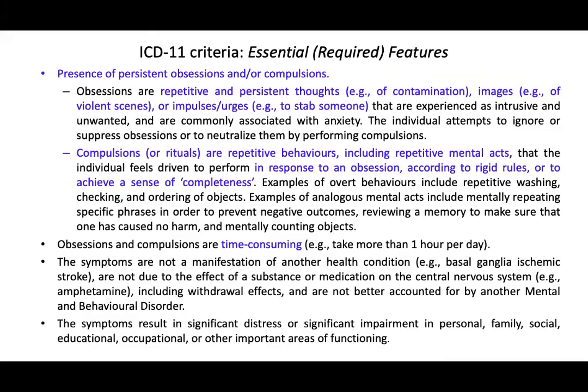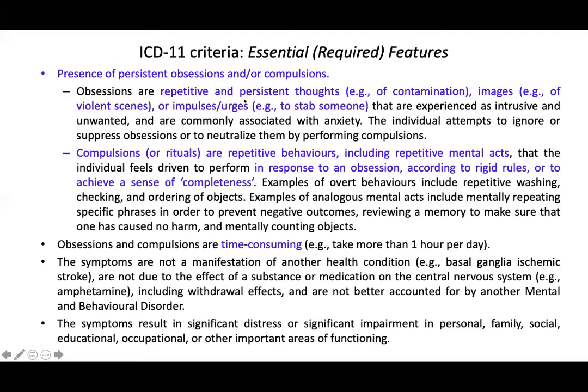Now coming to the third part, where I'll be discussing about the criteria for OCD. So this is the criteria for OCD. OCD in ICD-11 is characterized by the presence of persistent obsessions and or compulsions. Either one of them should be adequate to make a diagnosis. And obsessions have been defined as repeated and persistent thoughts, images, or impulses and urges. So any of these things could be there.